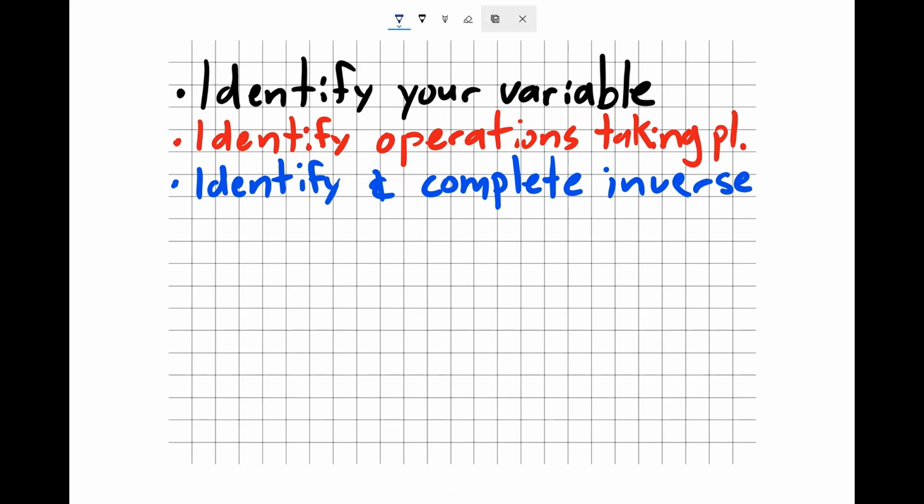Okay? So remember, there are four basic operations in math: addition, subtraction, multiplication, and division. Multiplication and division are inverses, or opposites, as are addition and subtraction. The final step, if necessary, is going to be to simplify. Okay? In a nutshell, this is what your section is going to look like.